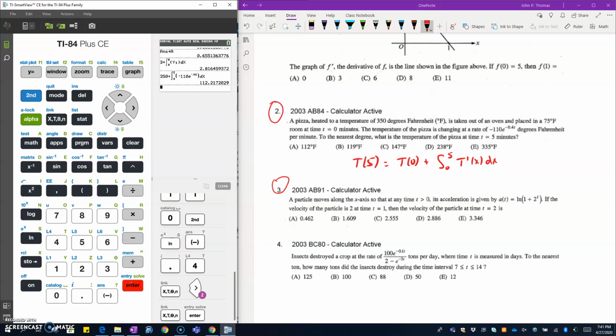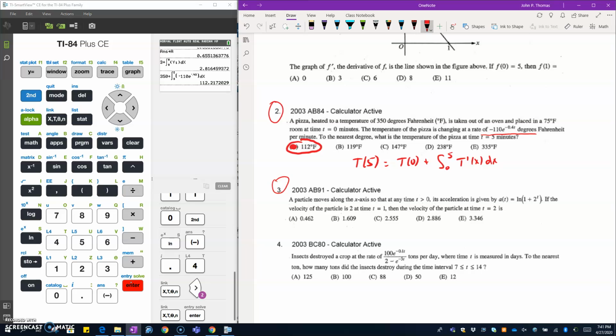112.217. So I look at my options, and the closest one we have is choice A here, which is 112. Now, one thing to keep in mind with this: if we would have done this and the temperature would have ended up being higher than 350, then that would have implied to us that this was a rate, but not a direction.